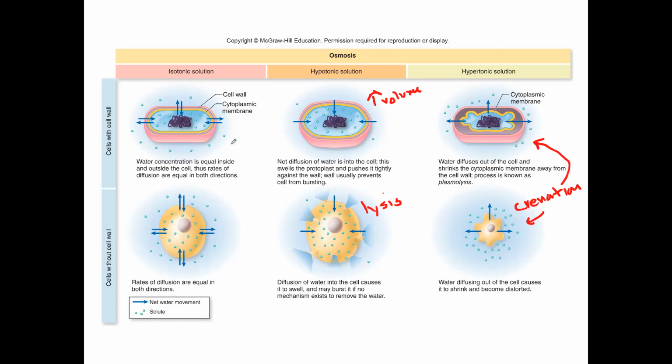In an isotonic solution, function is preserved, meaning it continues to just do its thing, right? And that's because the rate at which the water moves in and out of the cell is the same. So what we always shoot for, if we're a living organism, is an isotonic situation.